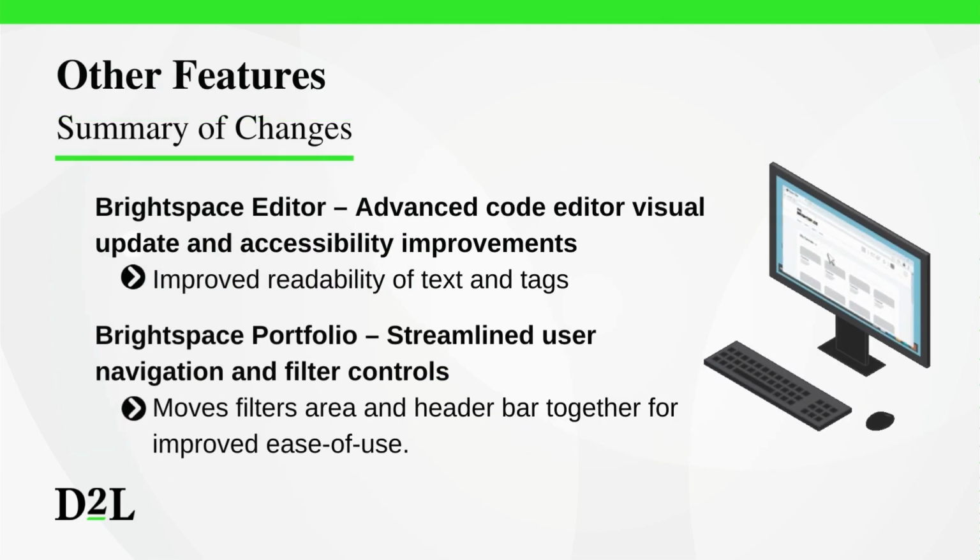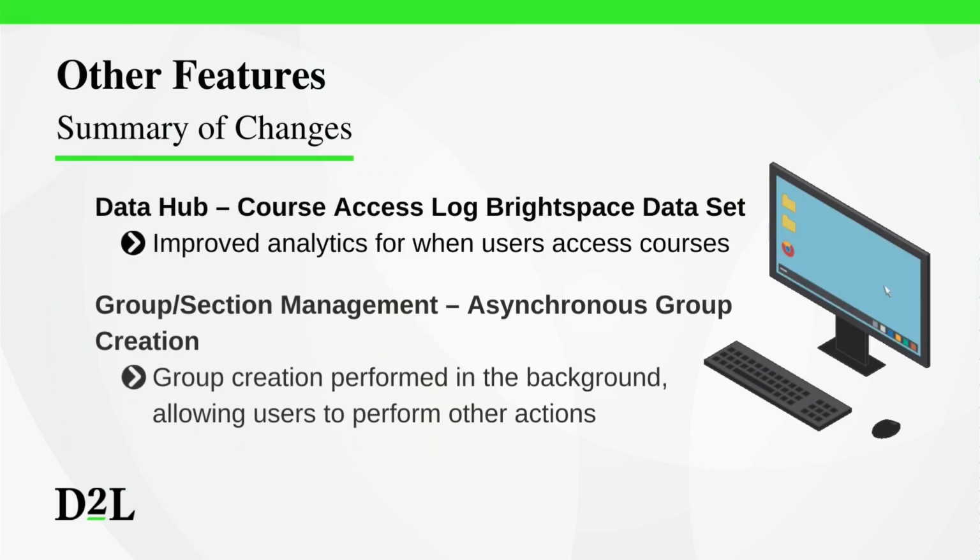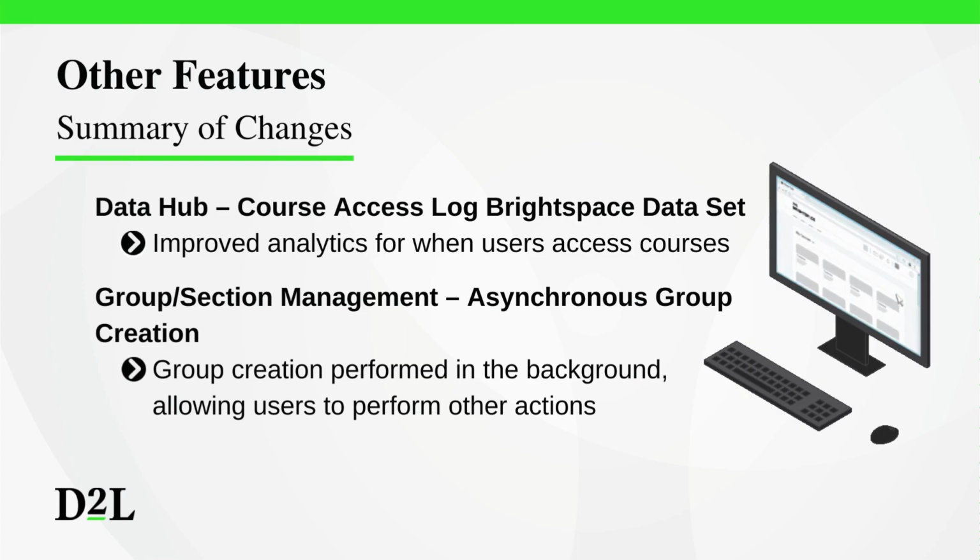Finally, let's take a quick look at the other features for this month's release. Improving readability of text and tags with Brightspace Editor, Advanced Code Editor visual update and accessibility improvements. Brightspace Portfolio, streamlined user navigation and filter controls, moves filters area and header bar together for improved ease of use. Improved analytics for when and how long users access courses provided by DataHub Course Access Log Brightspace dataset.